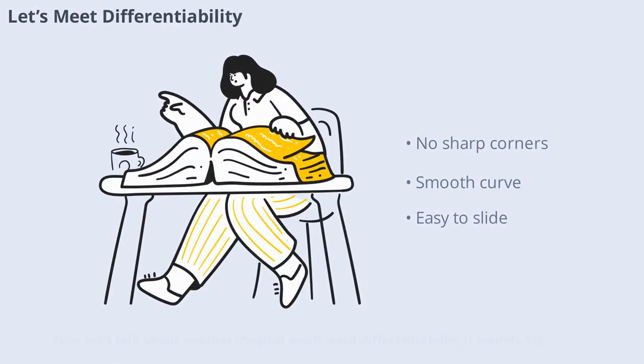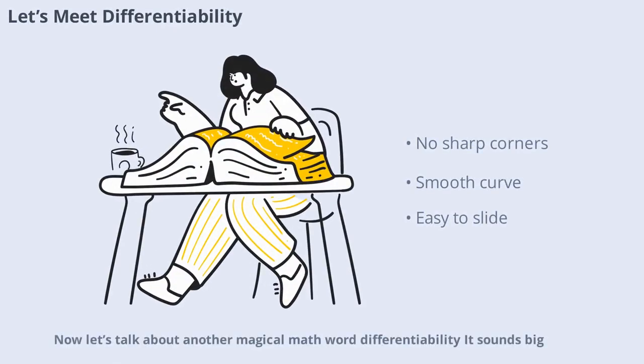Now let's talk about another magical math word, differentiability. It sounds big, but it's really about how smooth a curve is. If a curve is not only continuous but also has no sharp corners or sudden turns, we say it's differentiable. Imagine sliding your finger along a smooth slide. If you never feel a bump or a sharp edge, that's differentiability.